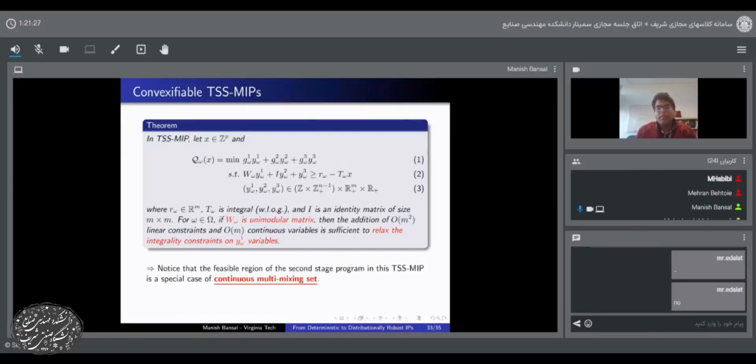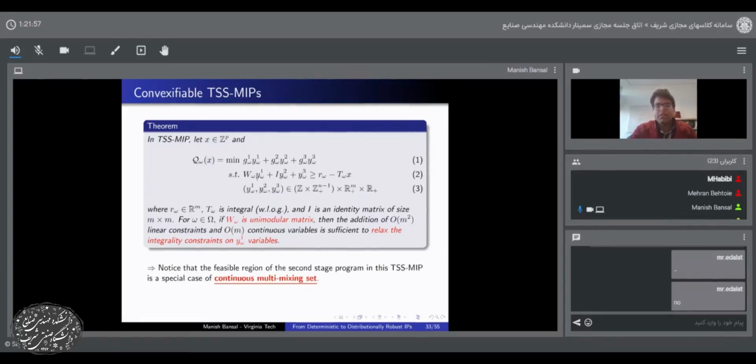So here is one example of the convexifiable second stage problem. You have this recourse, this second stage problem, where the set of variables is y1 omega, y2 omega, and y3 omega. y1 omega are integer variables, y2 omega are non-negative continuous variables, and y3 omega is a single continuous variable which is appearing in all the constraints.